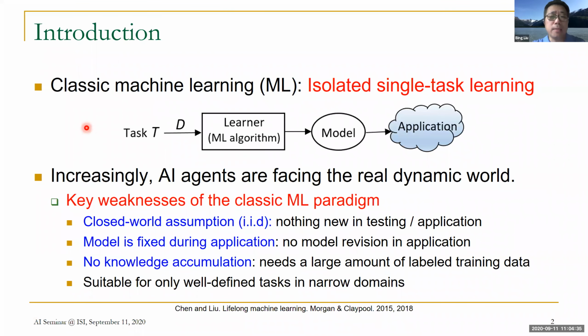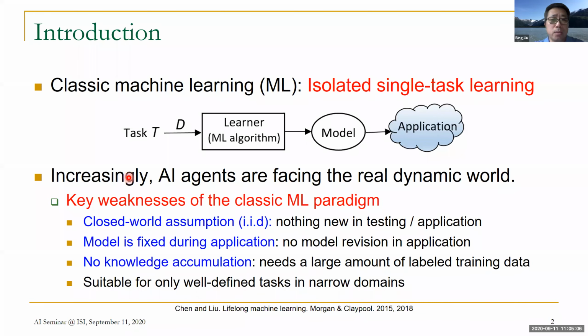In classic or traditional machine learning, we have this particular paradigm, which we call isolated single task learning. What happens is you have a task and a set of data, and you give it to the machine learning algorithm, and the algorithm will produce the model. Then, if the model is satisfactory, you send it for application. During the application, it's going to work on the particular task it is intended for.